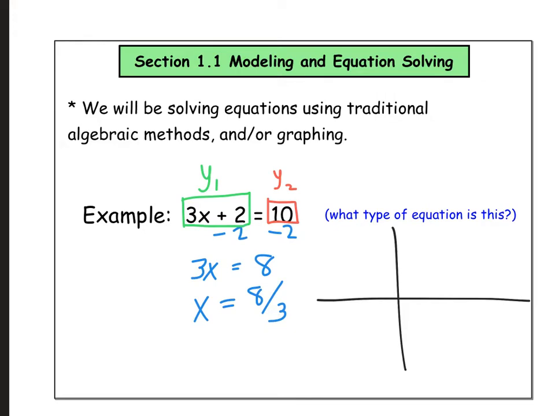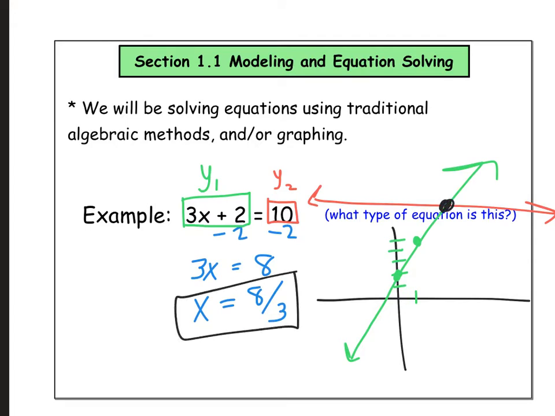But basically what would end up happening, we would have the 3x plus 2, of course, has a y-intercept of 2 and a slope of 3. So 3x plus 2 is something along those lines. And then 10 is just y equals 10, a horizontal line like that. And what we would find is that where they intersect, the x value there would be 8/3, like 2 and 2/3. So it'd be somewhere between 2 and 3 on the line here.